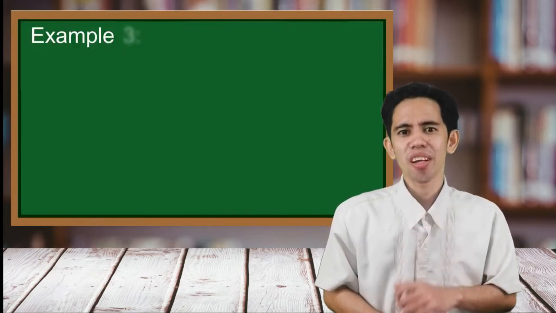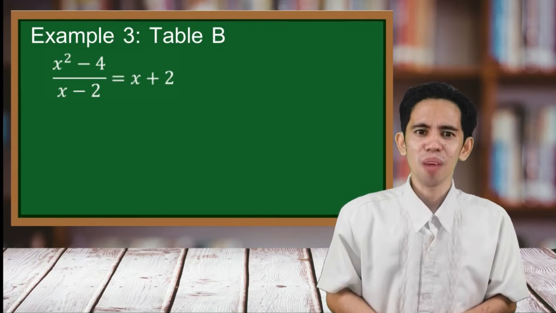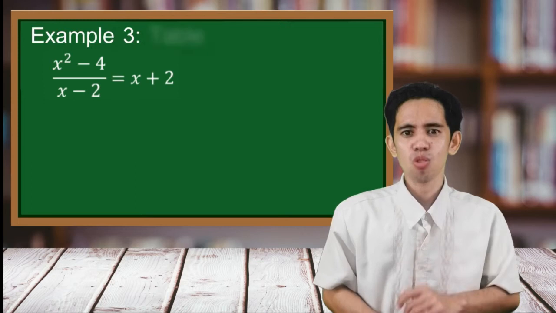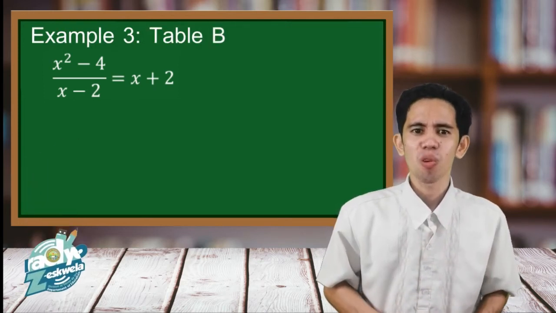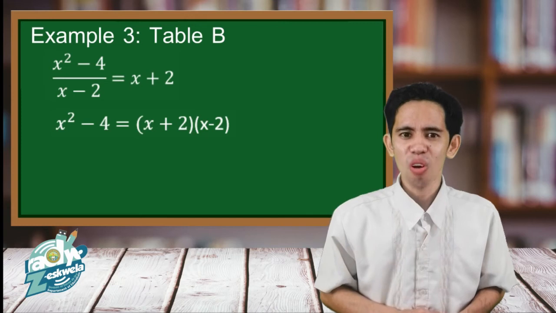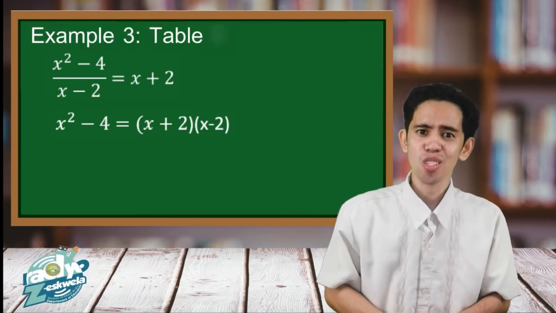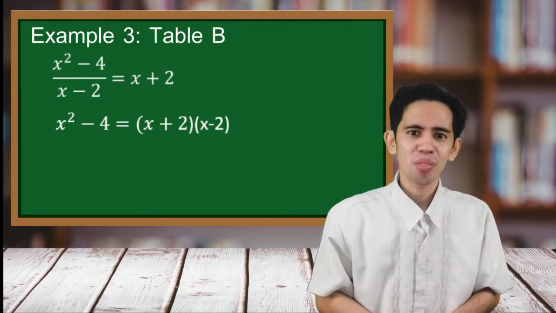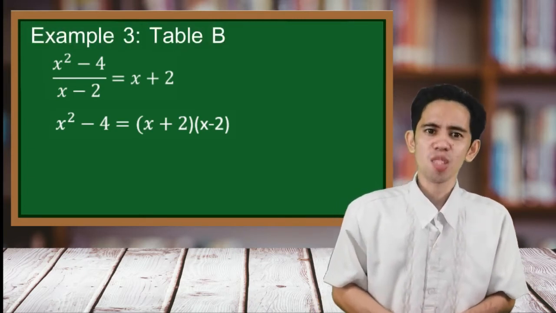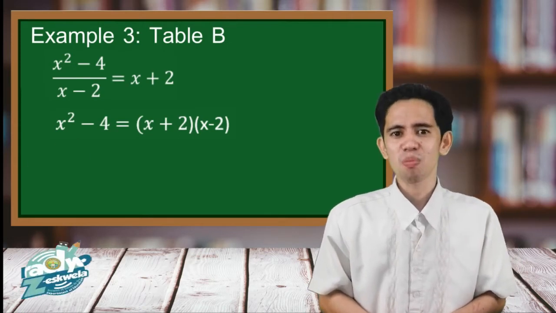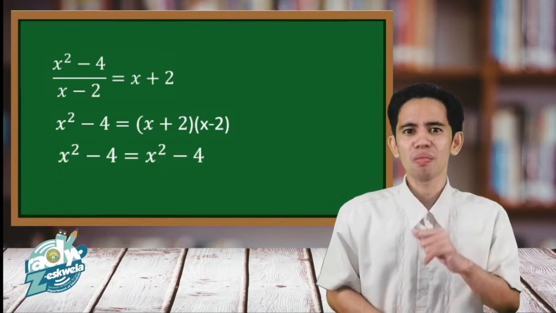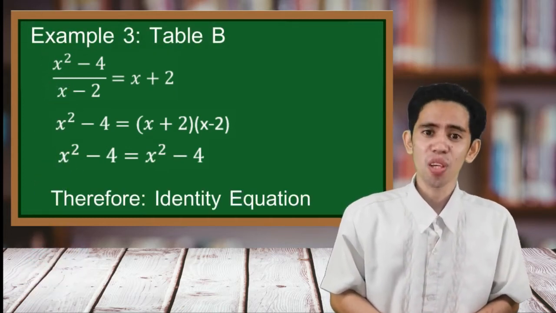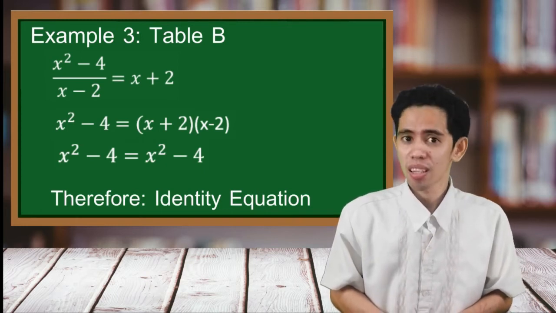For the last example for our identity equation, x squared minus 4 all over x minus 2 is equal to x plus 2. Cross multiply, and we will have x squared minus 4 is equal to quantity x plus 2 times quantity x minus 2. Simplify the right side of the equation, which is quantity x plus 2 times quantity x minus 2. That is x squared minus 4. Then they are identical because both sides of the equation are the same.